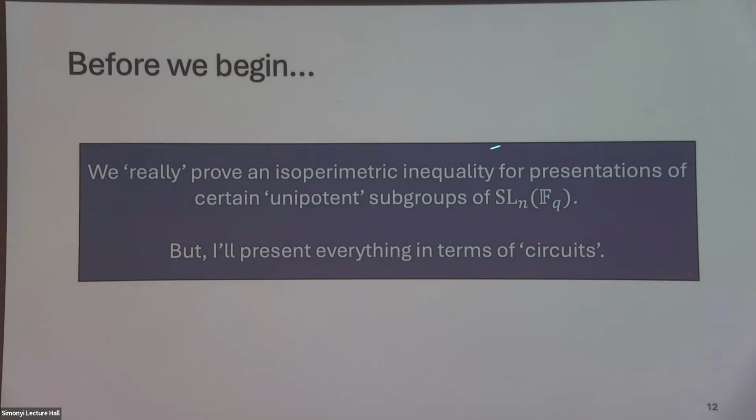So what we really prove in the paper is some sort of Dehn function bound, or isoperimetric inequality, for the group of symmetric, determinant one matrices over a finite field, really for unipotent subgroups of this group. But in the interest of making things a little simpler, and also presenting how we thought about this problem, I'm going to present it in terms of something seemingly slightly unrelated, which is a circuit-based model for this group.